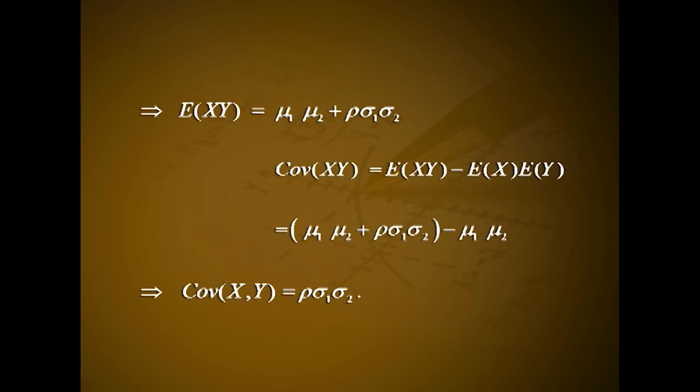Covariance of xy equal to expectation of xy minus e of x into e of y, that is equal to mu 1 into mu 2 plus rho into sigma 1 into sigma 2 minus mu 1 into mu 2. This implies covariance of xy equal to rho into sigma 1 into sigma 2.